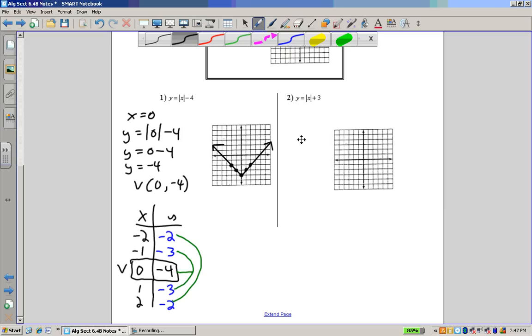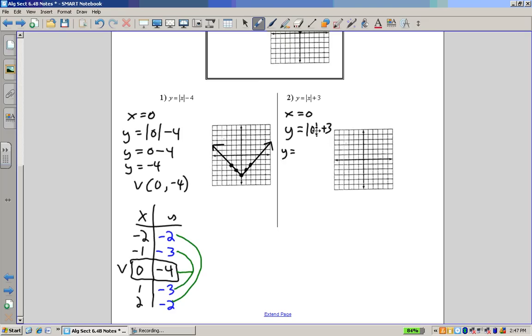Now I'd encourage you to go ahead and pause the video, see if you can do number 2 on your own. Let's see how you did. Again, we're going to set whatever's inside the absolute value equal to 0. So in this case, x equals 0. Now I'm going to plug it in. Y equals the absolute value of 0 plus 3 in this case. Now, absolute value of 0 is 0. We're going to add that up. Y equals 3.